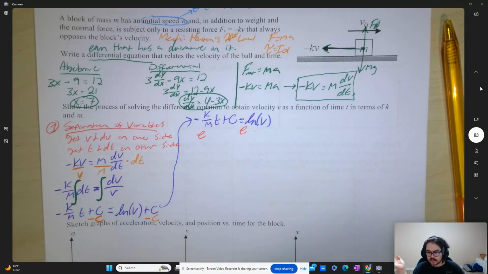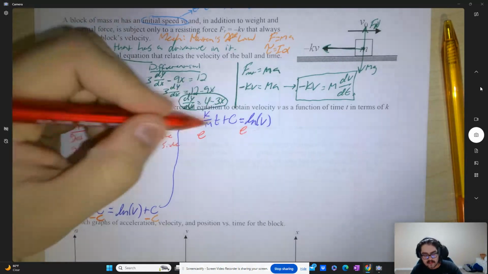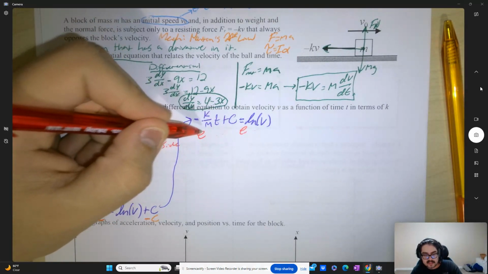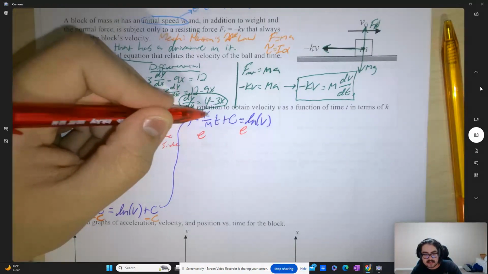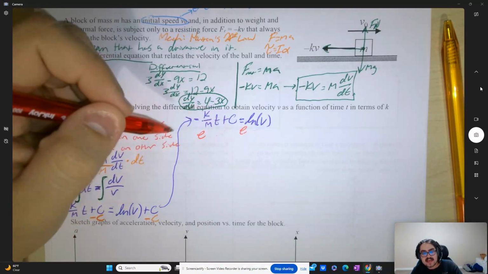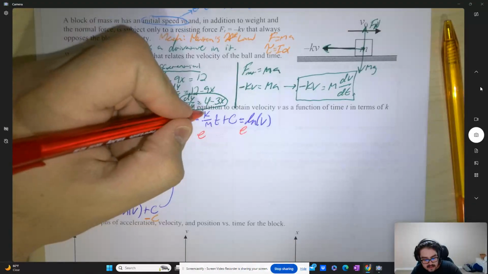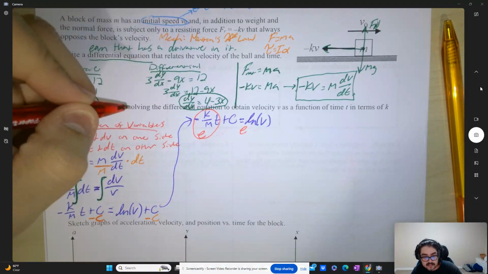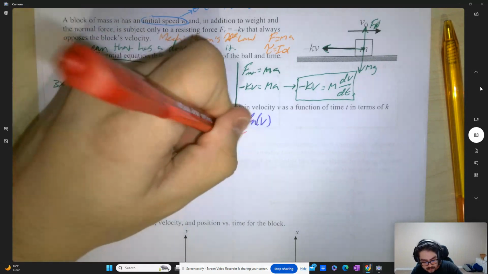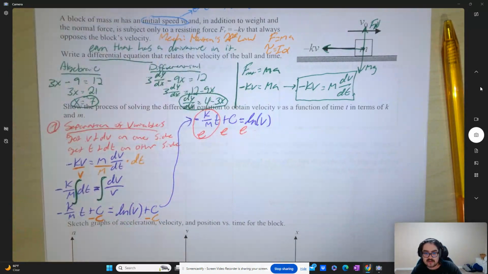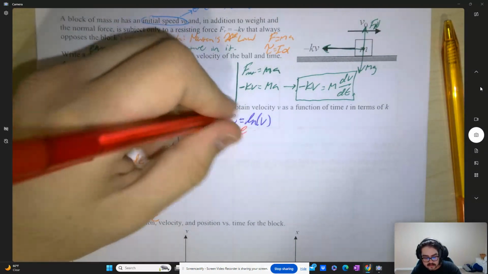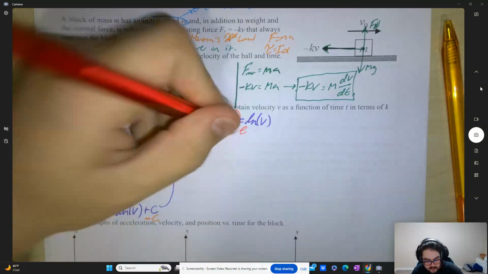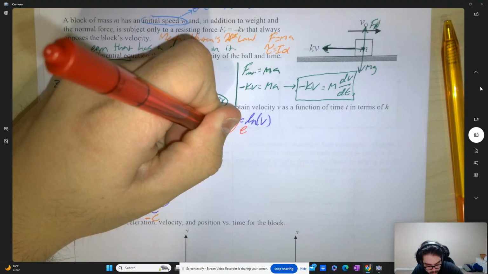I've taken algebra 2. I know that if I have this expression right here, this is the exact same thing, right? E to the negative k over m times t plus c is the exact same thing as saying e to the negative k over m times t times e to the c, right? You see how those are two separate things? Okay.